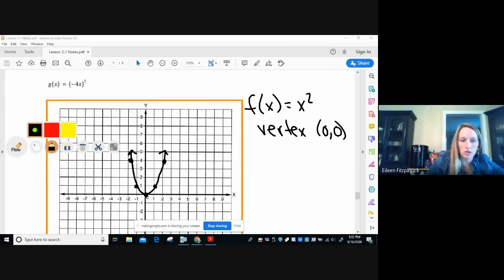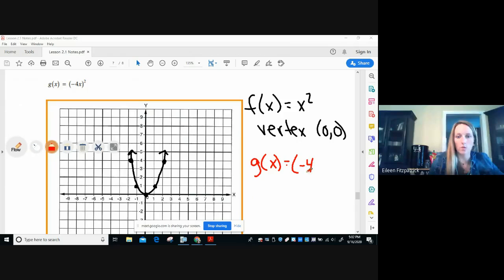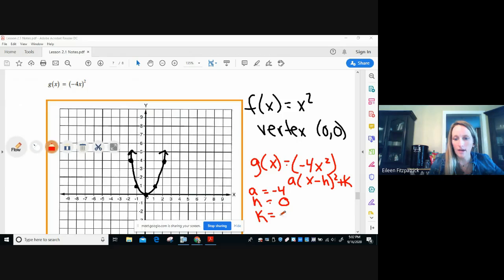Now the new function is g of x equals negative 4x squared. Okay, so a times the quantity x minus h squared plus k. For this example, the a value is negative 4, the h value is 0, and the k value is 0. So that means your vertex stays the same. Your vertex is at 0, 0.